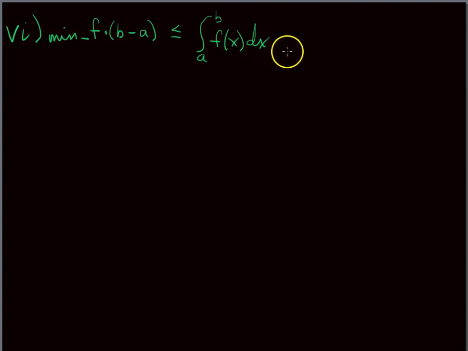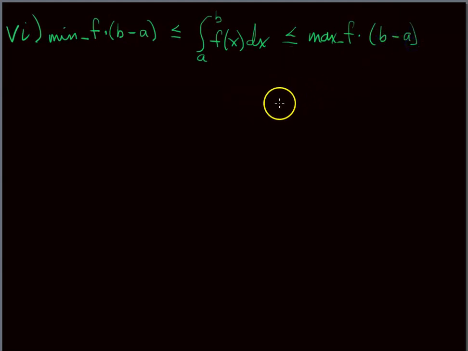Number 6. The minimum value of f times the length of this interval, b minus a, is less than or equal to the integral from a to b of f of x dx, which is less than or equal to the maximum of f times the length of that interval, b minus a.